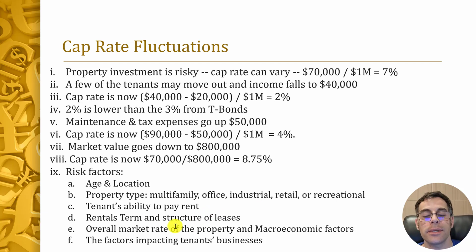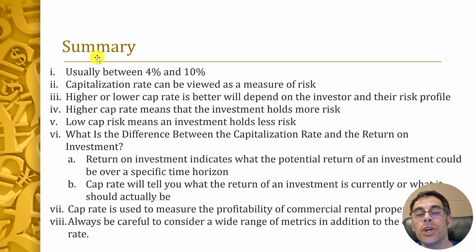And you want to look at factors that could affect the businesses. Say, for instance, the default rates for gyms is getting pretty high. People are working out at home now. And if your biggest tenant is a gym, that could affect your cap rate. So to summarize, cap rates are generally in the 4 to 10% range, depending on a lot of factors. But there's no one number that's good or bad. And cap rates are viewed as a measure of risk when investing in commercial real estate.